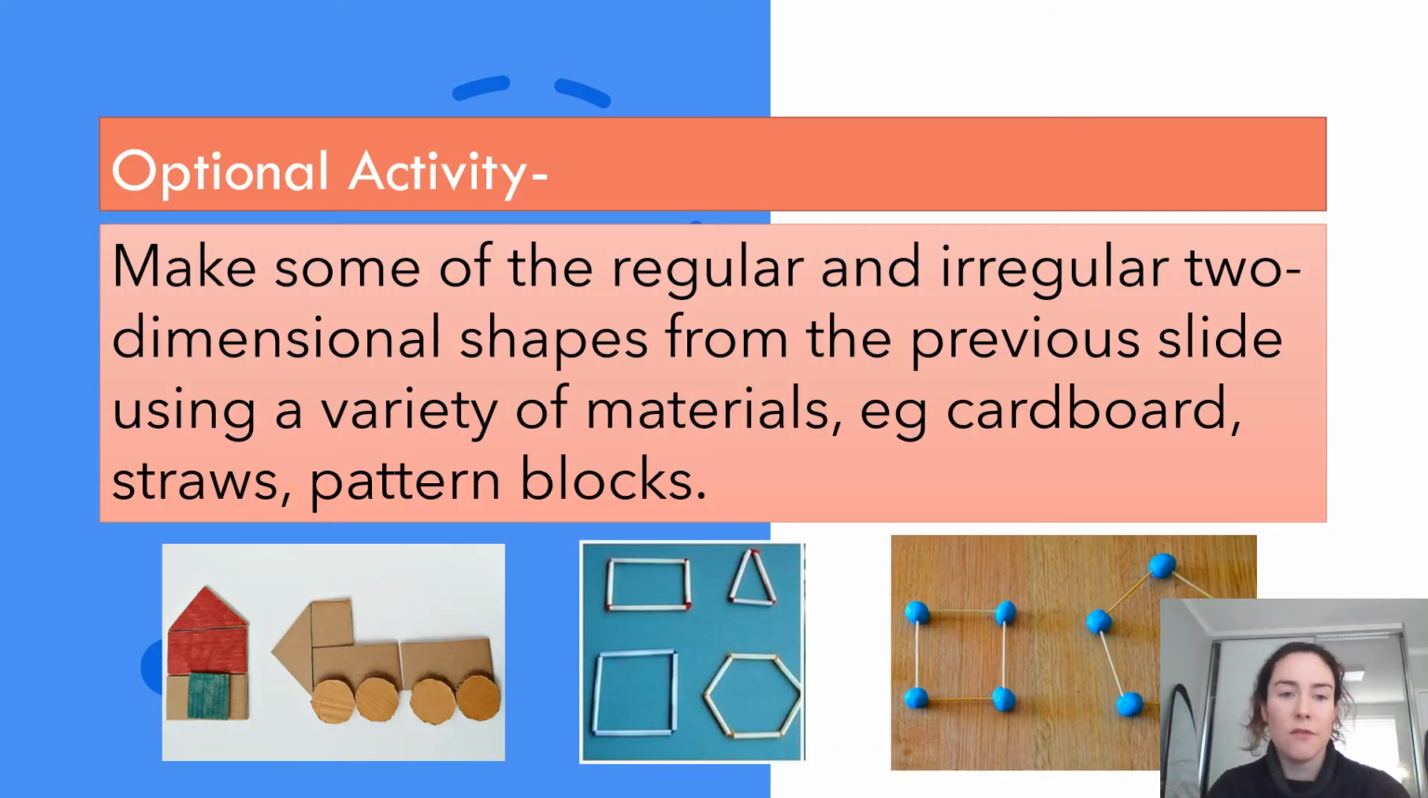And our optional activity for today is to make some of the regular and irregular 2-dimensional shapes or polygons from the previous slide using a variety of materials such as cardboard, straws, or pattern blocks. You can use anything that you have at home. You might like to draw your shapes outside with chalk. You might like to use something like a game board with little pieces or checkers that you can use to make something. You guys are way more creative than me. You've shown me that time and time again with these optional activities. So try to make some of the regular and irregular shapes. Just remember though that we are doing 2D shapes, so you'll notice that all of these are sort of flat. They're not like a 3D object.